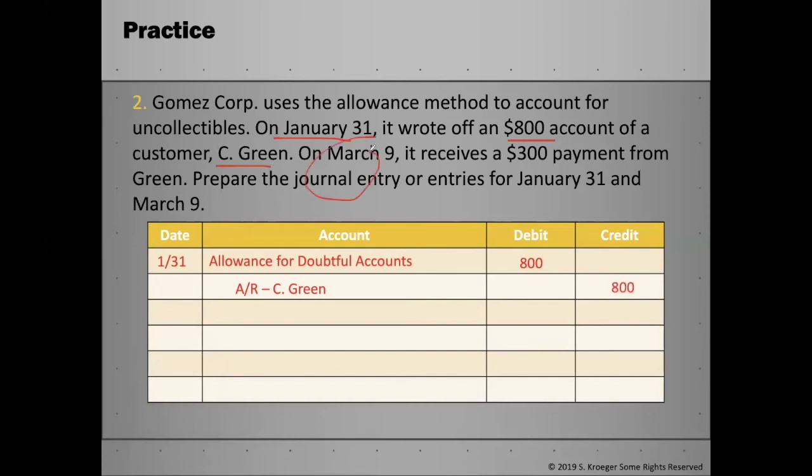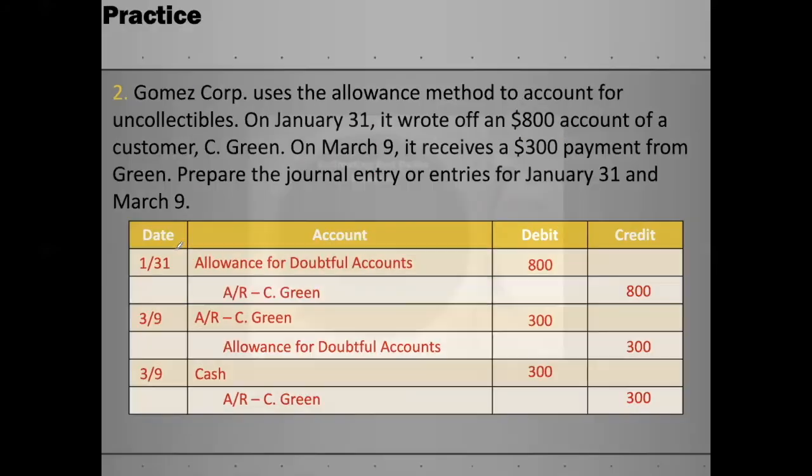Then on March 9th, they can actually pay us $300. It's not the whole thing, but they can pay us a portion of their bill. This is March 9th. We're going to have to reverse this entry we just made to write them off. It's the opposite. The debit becomes the credit and the credit becomes the debit. Then collect the money as you normally would, just like with the direct write-off method. We're getting the cash and it covers the accounts receivable of C Green. Like I said before, this problem here skips the 12/31 estimate, but we're going to be going over that part now.